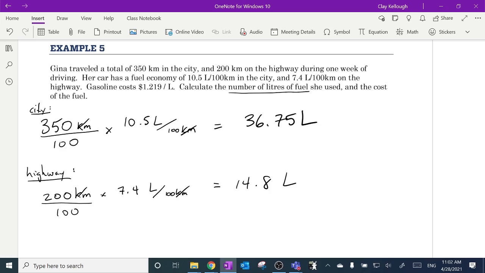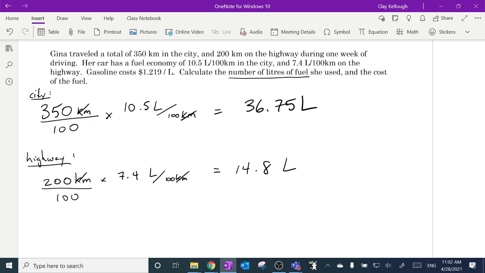It's now in liters. So I guess I need a total. Total amount of liters of gas used. Let's see. So that's 36.75 plus 14.8 and 51.55 liters. So there, that answered number of liters of fuel she used.